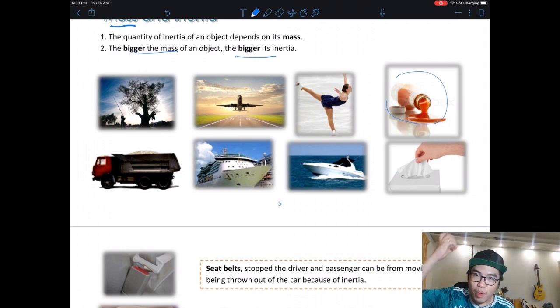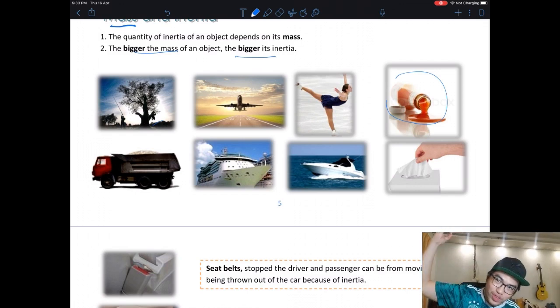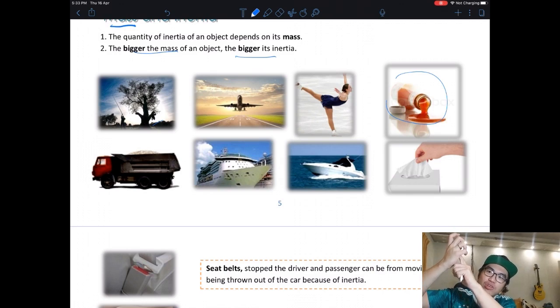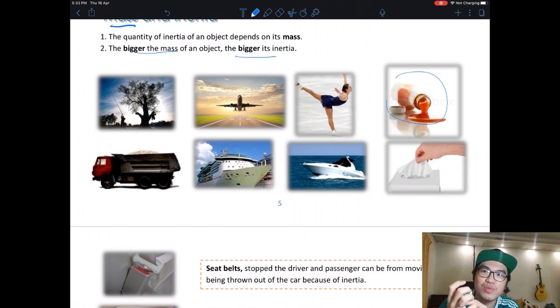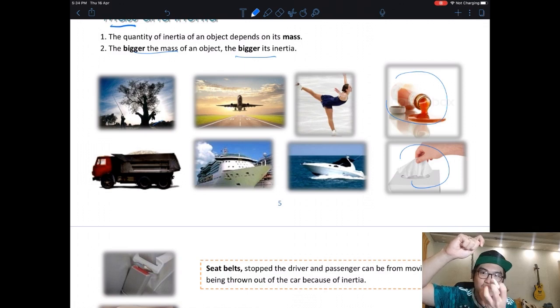Okay, when you pour chili sauce out, you move your hand quickly, so the sauce will keep moving. And then when you stop your hand, the sauce wants to keep moving because moving things stay moving. That's why the sauce will be splurted out from the bottle. Okay, this is inertia. And then when you pull a tissue, same thing. The tissue box is at rest. It wants to stay at rest. So the tissue box stays resting, and then you can pull the tissue out.